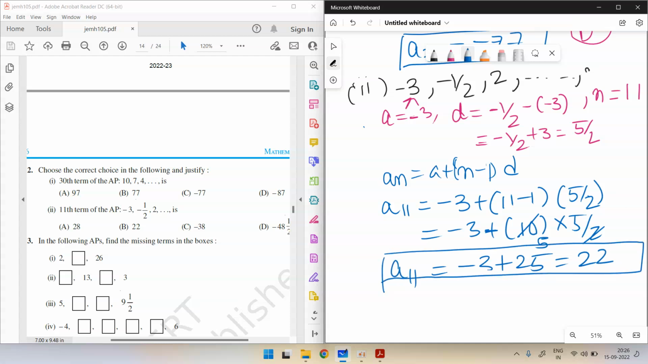So what is the correct option? The correct option is B. B is the correct option. Now, question number 3.